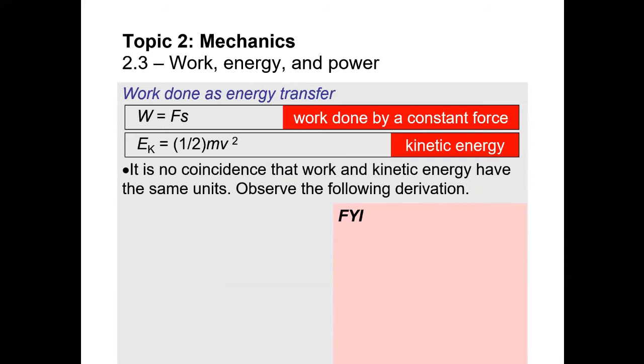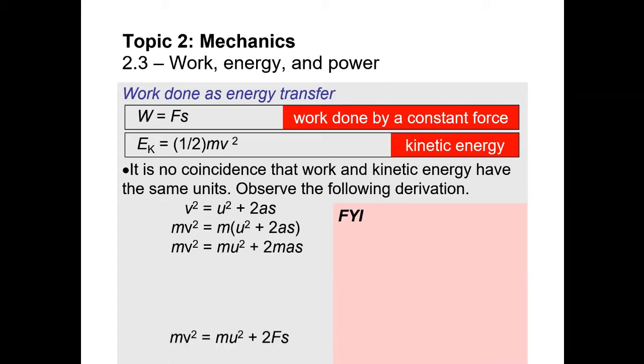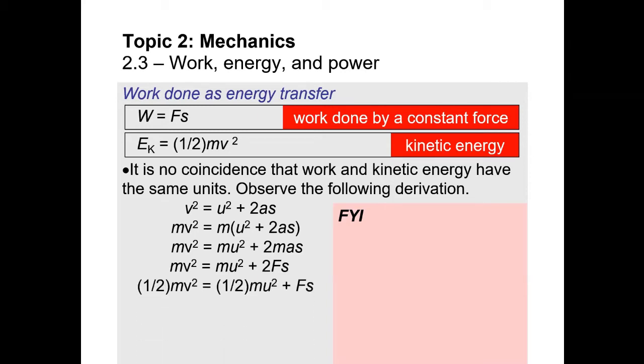It's no coincidence that work and kinetic energy are the same unit. Observe the following derivation. This is the timeless formula we learned in kinematics. Both sides times mass and distribute the right side. Mass times acceleration is the net force. And both sides divided by 2. And we get final kinetic energy equals initial kinetic energy plus the work done.